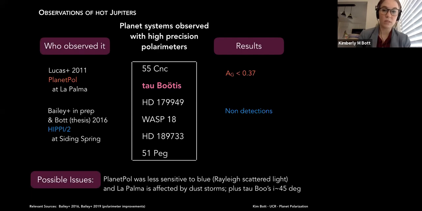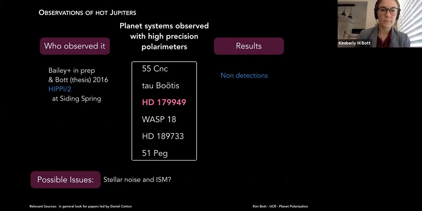Both campaigns produced non-detections though, upper limits to the albedo. So once again, we have a non-detection for that. Next we have HD 179949. That was also observed by the Australian group, also produced a non-detection.